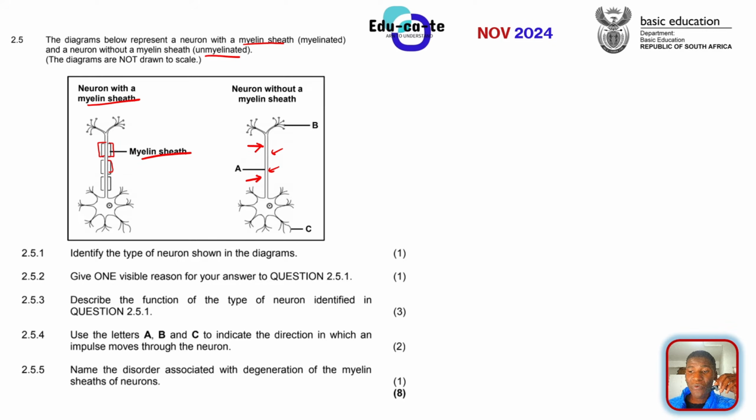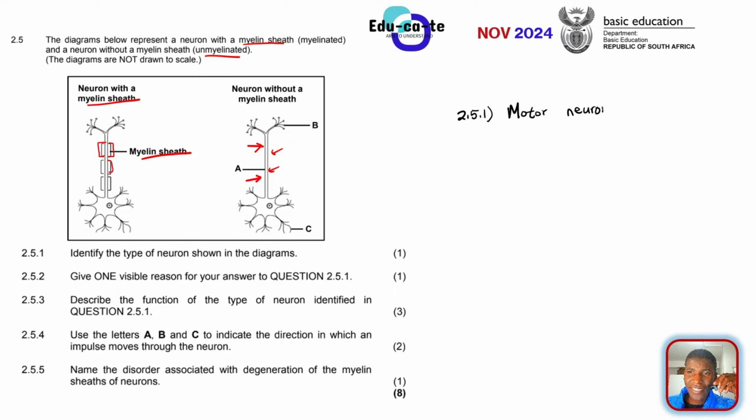Remember that we have got three main types of neurons. We have got a sensory neuron, we have got an interneuron, as well as a motor neuron. The interneuron is also known as a connector neuron. So now here, this is the motor neuron, basically. Okay, I'm telling you the answer. So this is the motor neuron. So 2.5.1, we're going to say that this is the motor neuron.